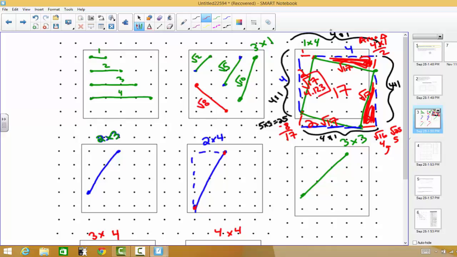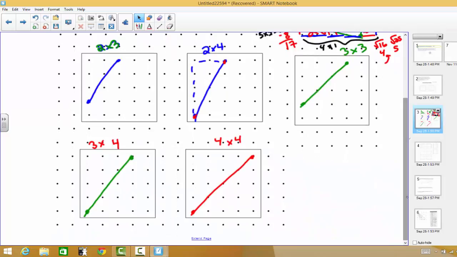4.123. This is a side length, so it's just units. Square root of 17. Okay, 5 more to do this with.